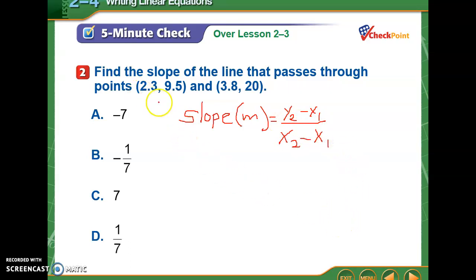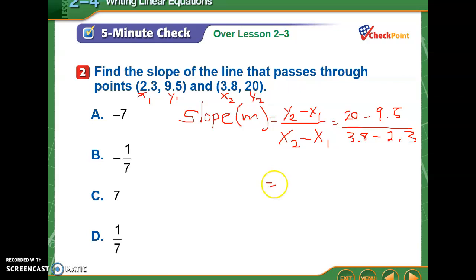Okay, so first we're going to label our points. So let's label this one as our x1, y1, and then x sub 2, and then y sub 2. Okay, all right, plug in guys and work it out. All right, let's see what you got so far. So plug in 20 minus 9.5 over 3.8 minus 2.3. Okay?